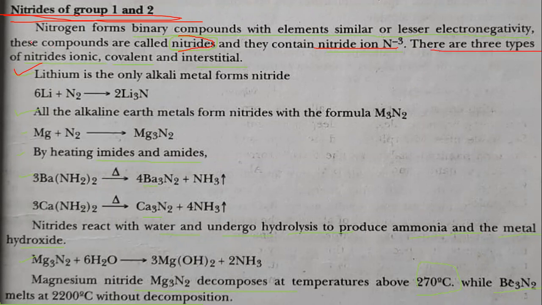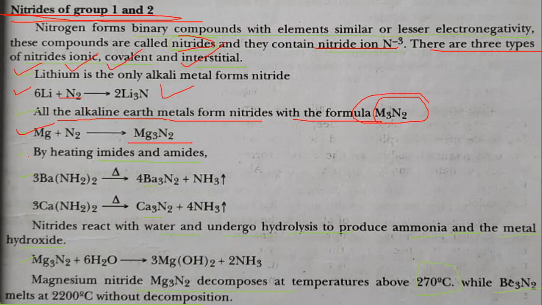There are three types of nitrides: ionic nitrides, covalent nitrides, and interstitial nitrides. Lithium reacts with nitrogen gas to form lithium nitride. All alkaline earth metals form a nitride with the formula M3N2. See here, magnesium reacts with nitrogen gas to form Mg3N2.